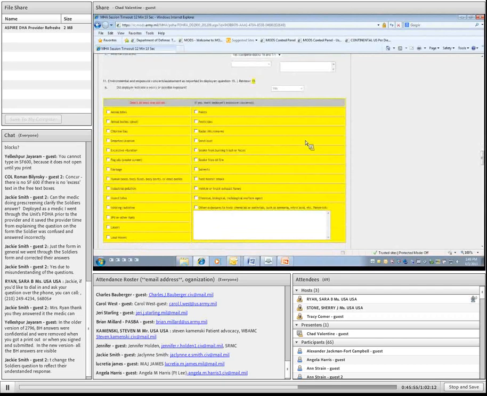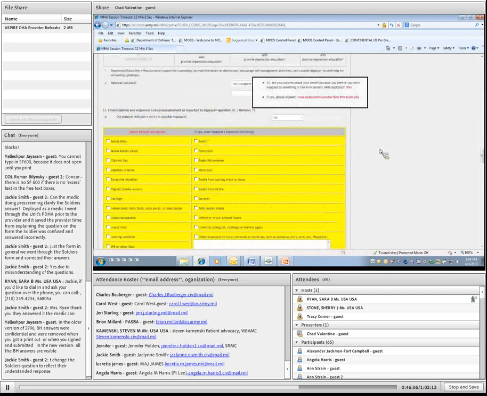Okay, now we're on question 11 for the provider, which covers down on question 15 for the deployer. And these are the environmental exposure concerns. So the deployer is asked on question 15, are you worried about your health because you believe you were exposed to something in the environment while deployed?